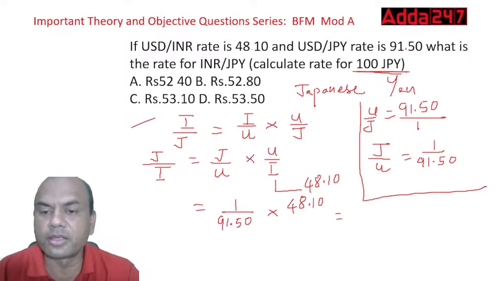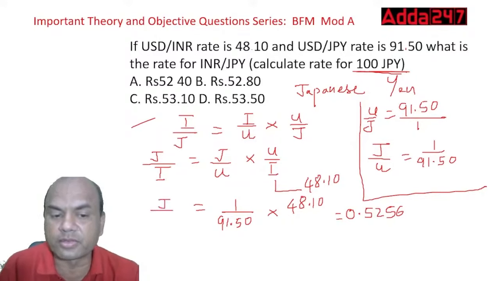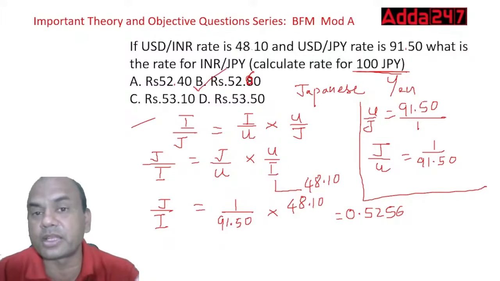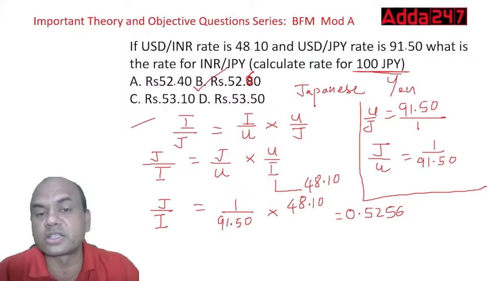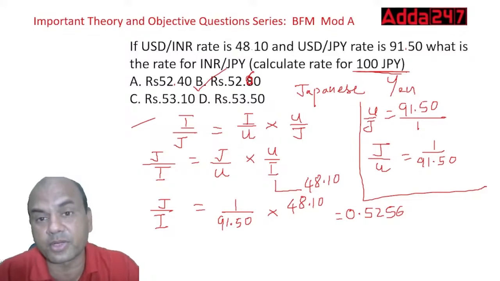48.1 divided by 91.5. Okay, so it is 0.5256. Now this is for JPY to INR. But they want it for 100 JPY. So multiply this by 100, so it will be 52.56. Where's the answer? Check this. They'll give you around 52.60 roughly, 56 or 60. In the exam, they'll give you the exact answer over here. Got it? Always do it for hundreds. JPY is always calculated in terms of hundreds.